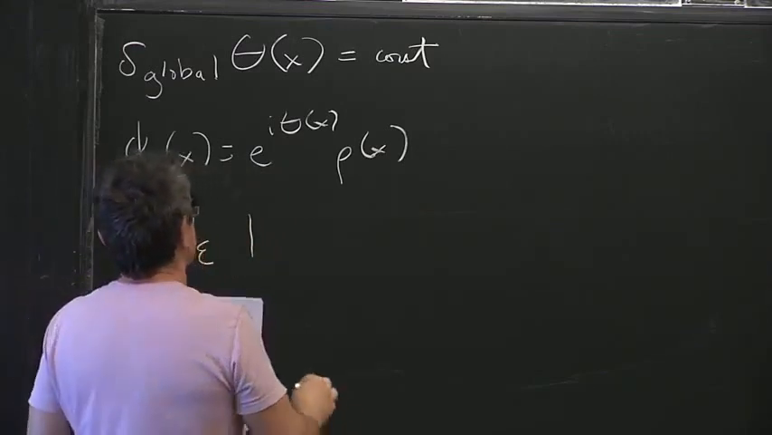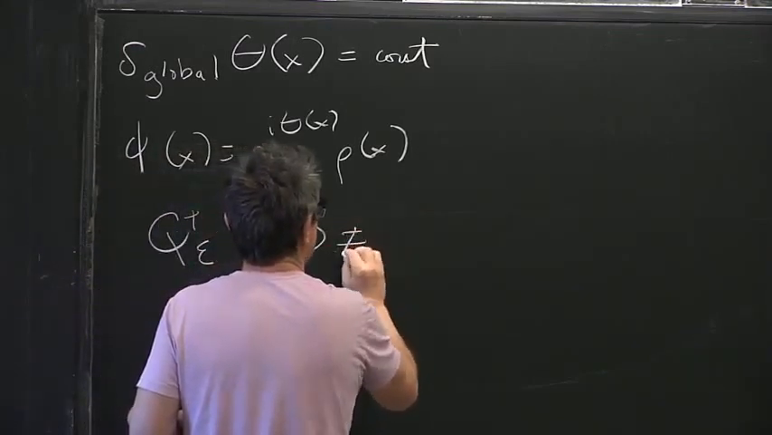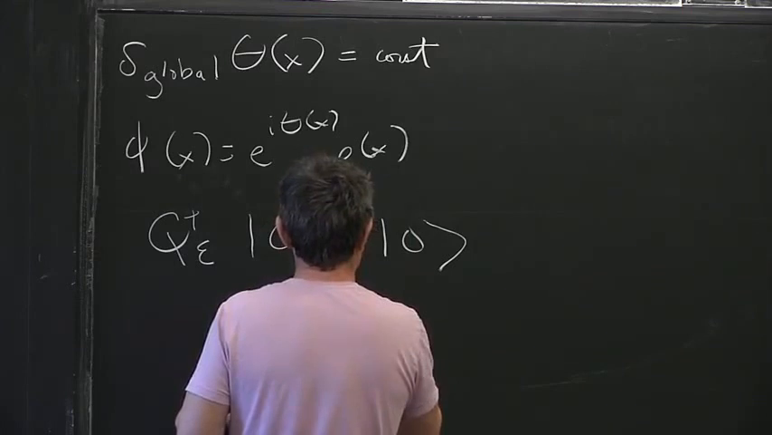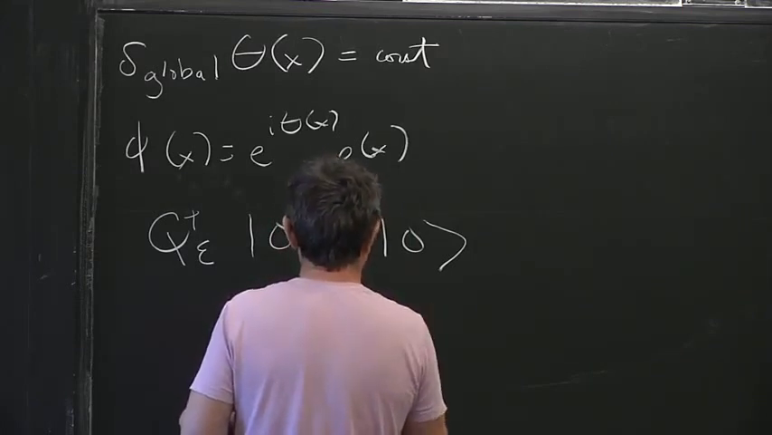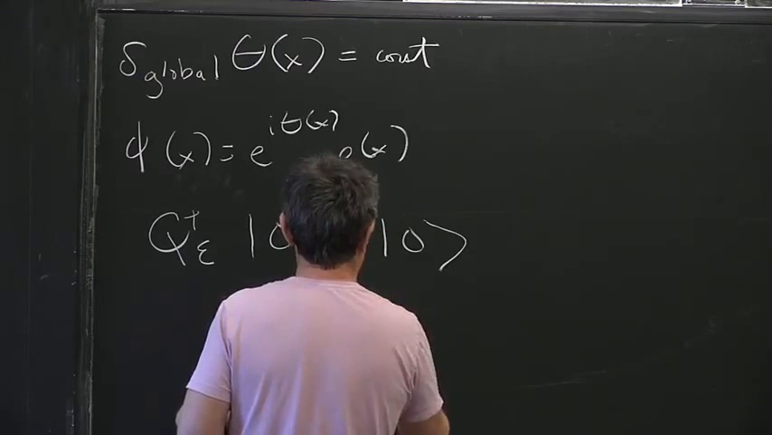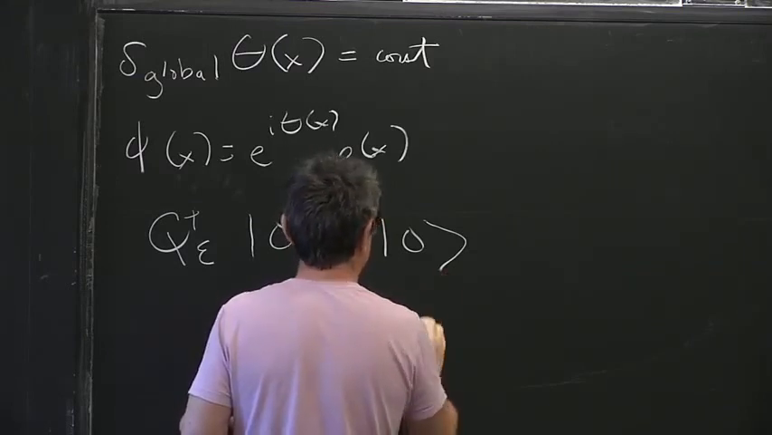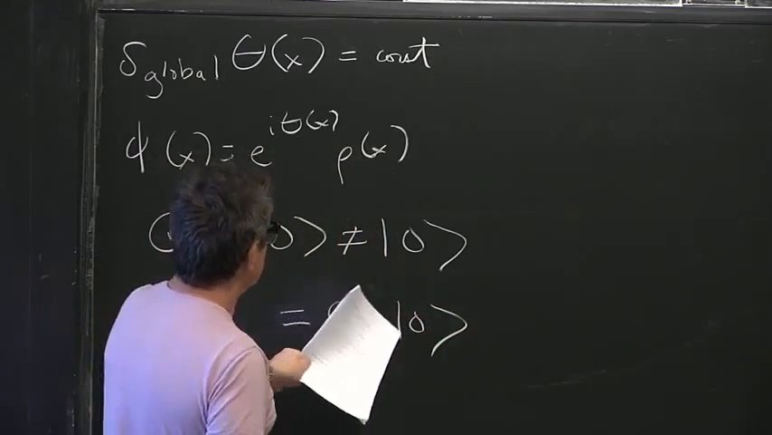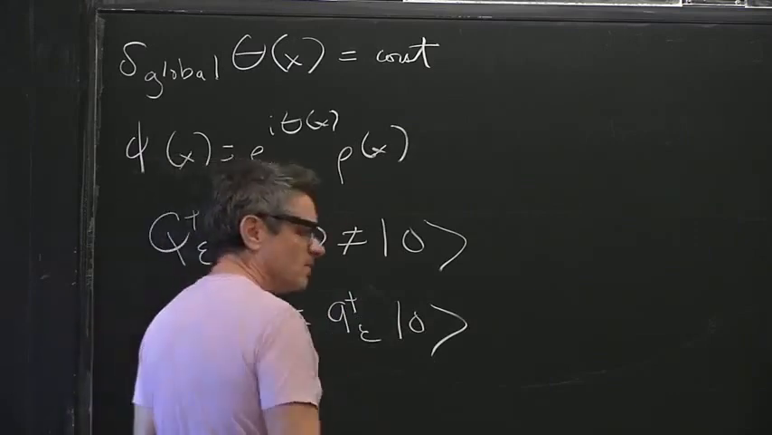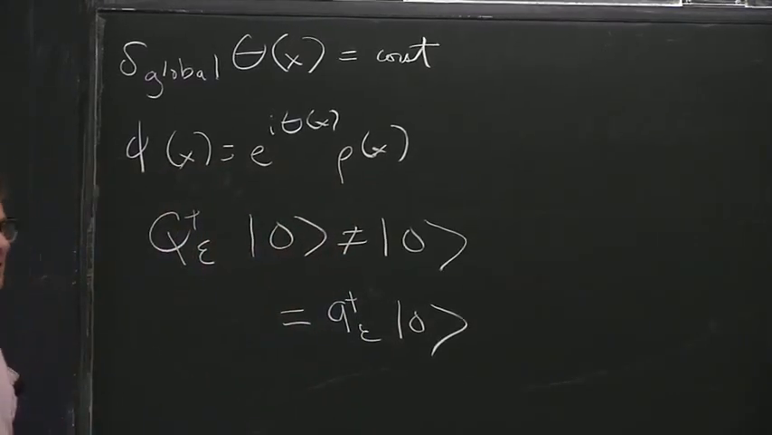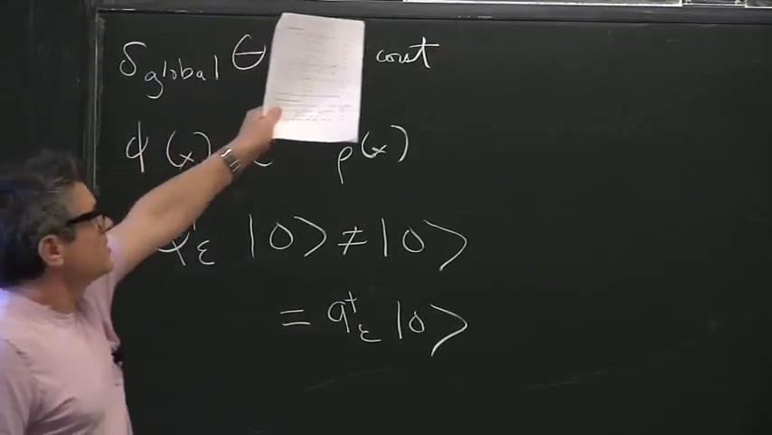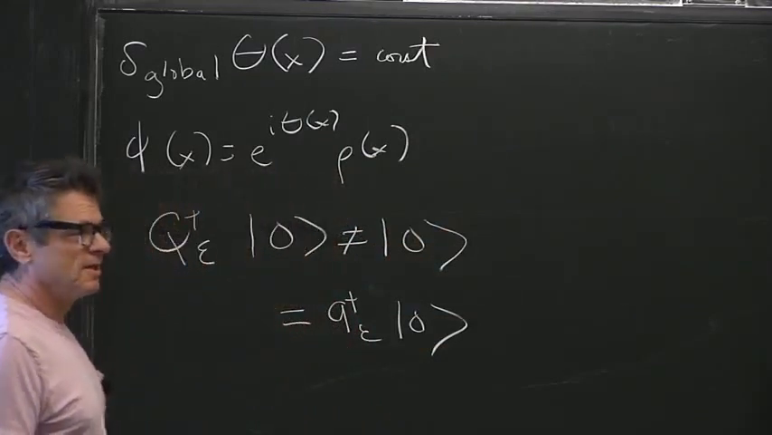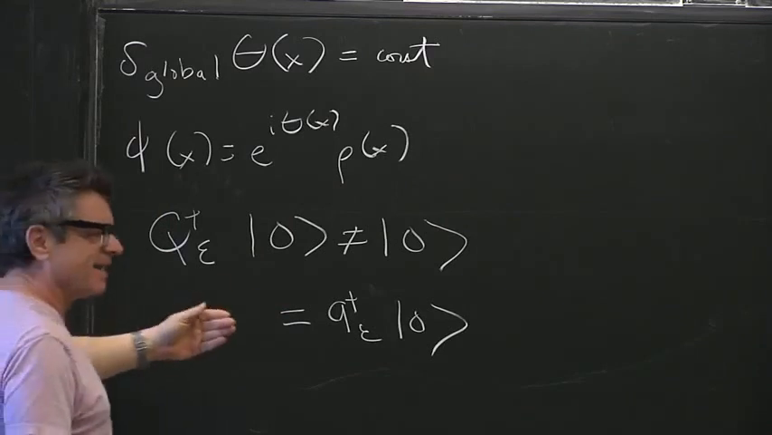However, it did not annihilate the vacuum. Instead, it was equal to some kind of soft photon mode, which we wrote out explicitly, which depended on epsilon. It created a soft photon in the vacuum whose polarization was the derivative of this epsilon. So that equation looks just like this equation. In other words, we have a symmetry, but it doesn't annihilate the vacuum.